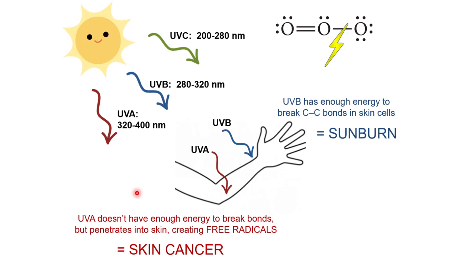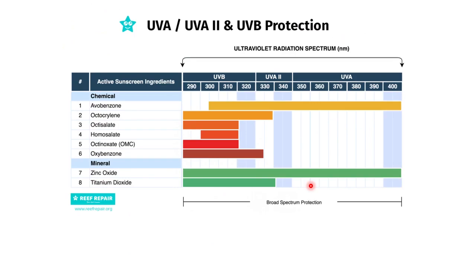So this is how the sun actually causes skin cancer, by breaking the bonds inside the body. So if you're getting a tan, you're probably also being exposed to UVA rays, and that's where the cancer can come from. So as I said earlier, you want to have this broad spectrum UVA and UVB protection.